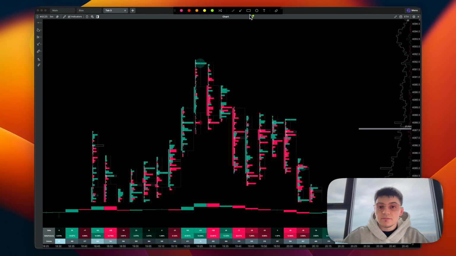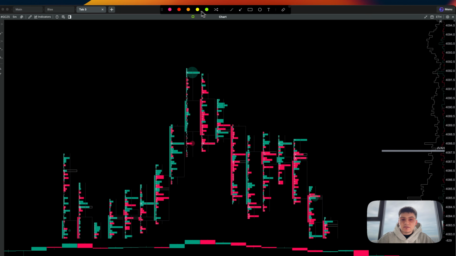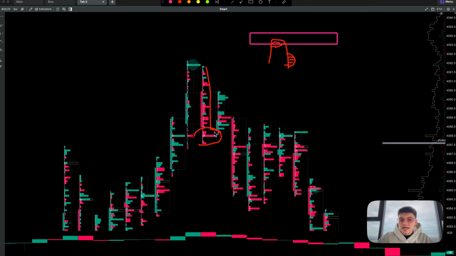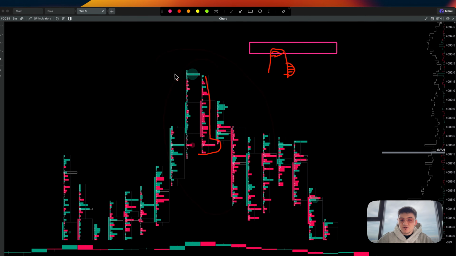If I bring this tool back up again, this is using just the delta bars. I'll do a different color, like a nice pink. When we come into this level, we've seen our P-shaped profile. Now what I would want to see is a B-shaped profile with a bunch of sellers stepping in, showing that they're accepting this level, accepting this sort of rejection from here. And what do you see over here? This B-shaped profile. Where's the majority of the volume? It's towards the end. Where's the majority of volume over here? It's towards the top. This is showing us this could be a really nice reversal.